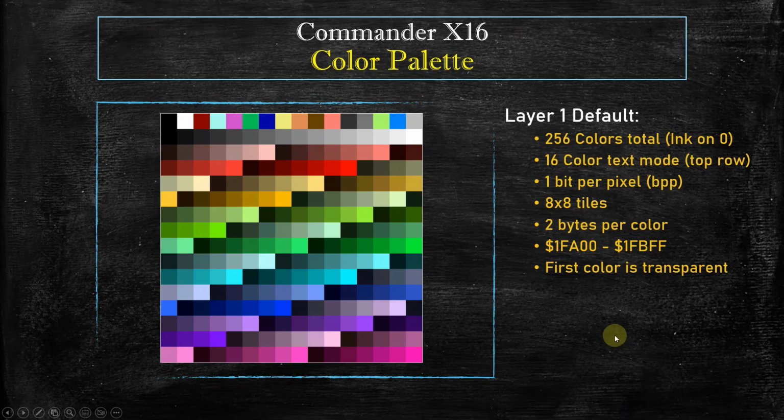Now going back to my slide here, our second note says 16 color text mode top row. As we mentioned before, today's video will be focusing on using 16 color text mode, which means we only have the top row available to us, which is these top 16 colors here. And remember how we described populating our Tilemap memory addresses earlier? Well, these are the colors that we're going to be using for populating our Tilemap.